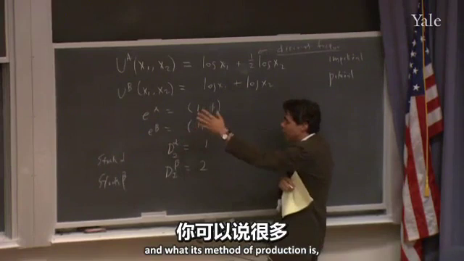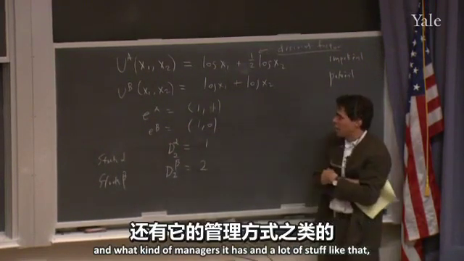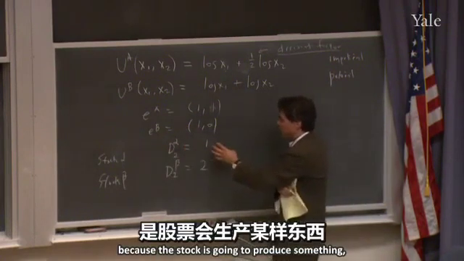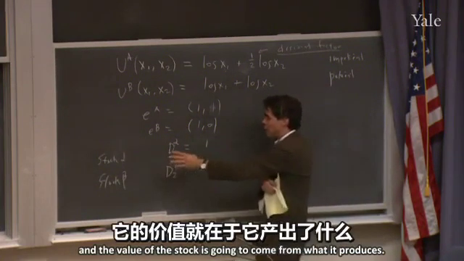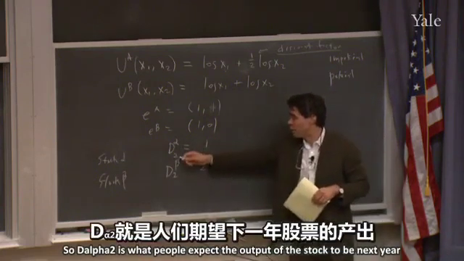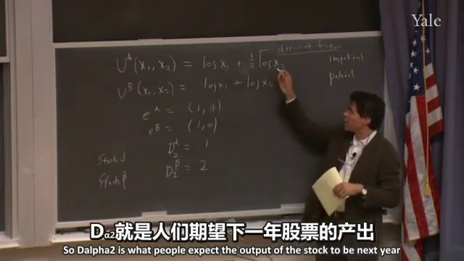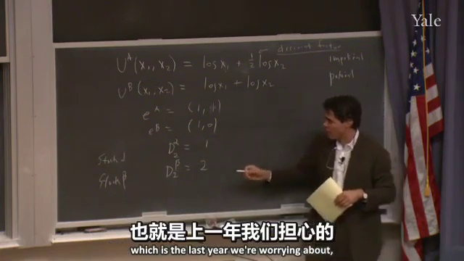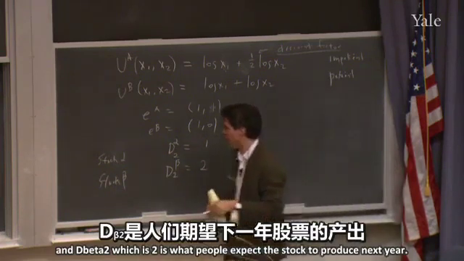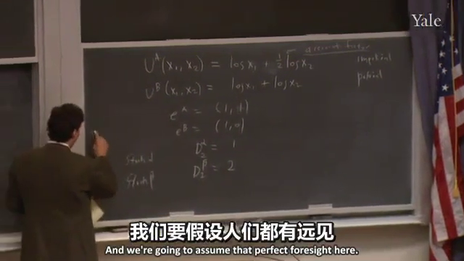Fisher says you can tell a lot of stories about what this stock does and what its method of production is, and what kind of managers it has, and a lot of stuff like that. But in the end, people care about the stock because the stock is going to produce something. And the value of the stock is going to come from what it produces. So D alpha 2 is what people expect the output of the stock to be next year, the last year we're worrying about. And D beta 2, which is 2, is what people expect the stock to produce next year. And we're going to assume perfect foresight here.